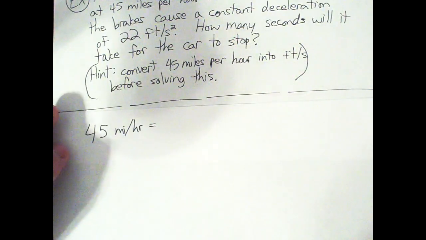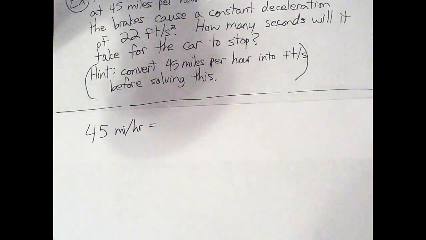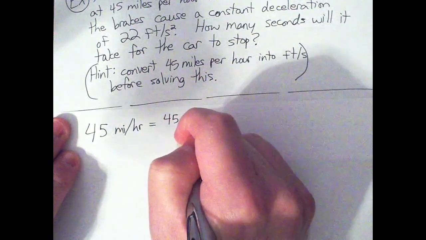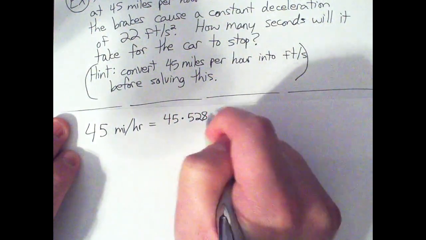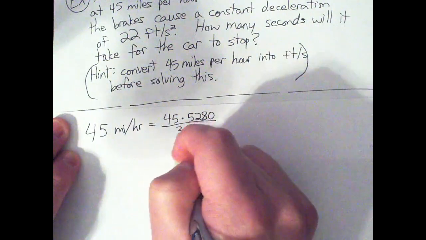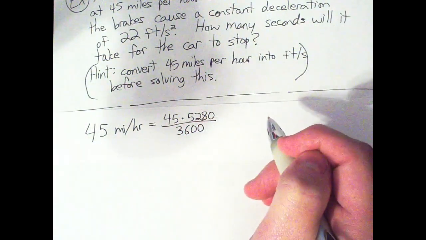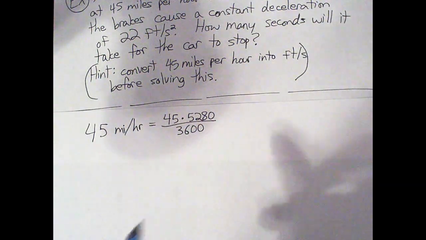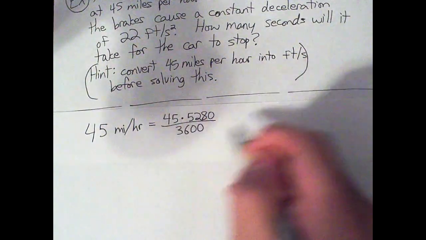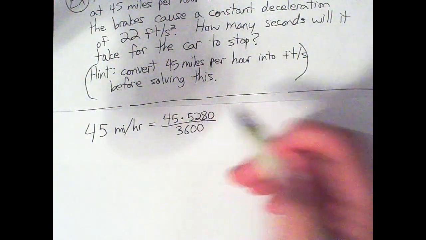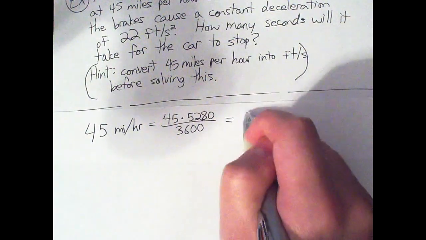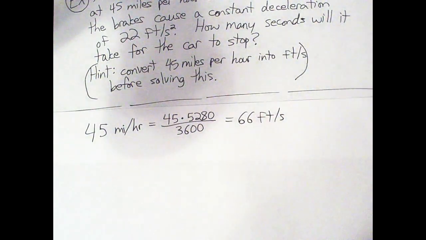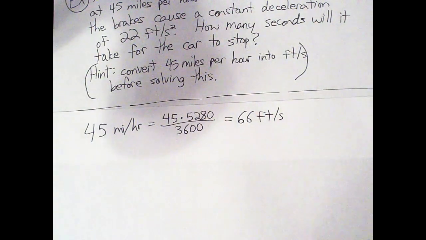Well, you can figure out how many seconds there are in an hour, right? Because it would be 60 times 60. So 45 miles per hour is going to be 45 times, there are 5,280 feet in a mile, and there are 3,600 seconds in an hour. Oh, I guess 45 goes into 3,600, doesn't it? So I did that division, and then I divided that into 5,280, and I got 66 feet per second. So that's the conversion that I wanted to do.